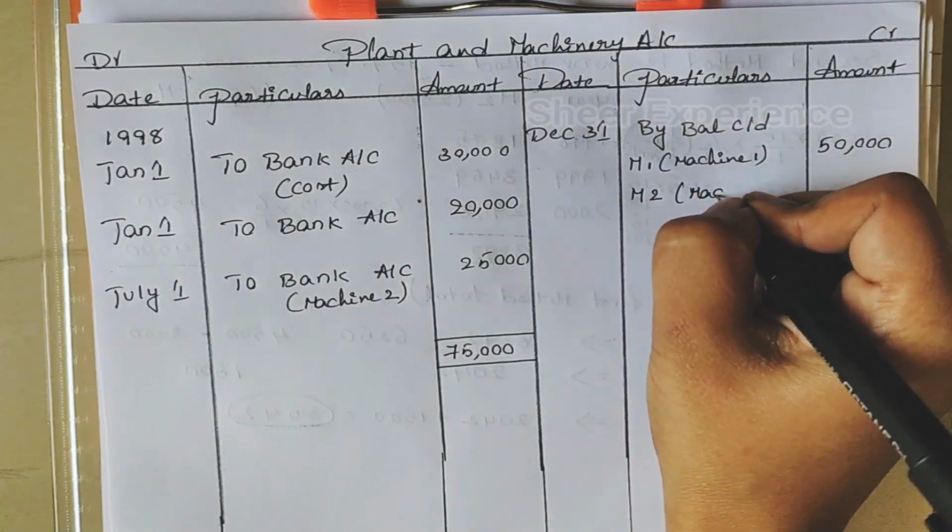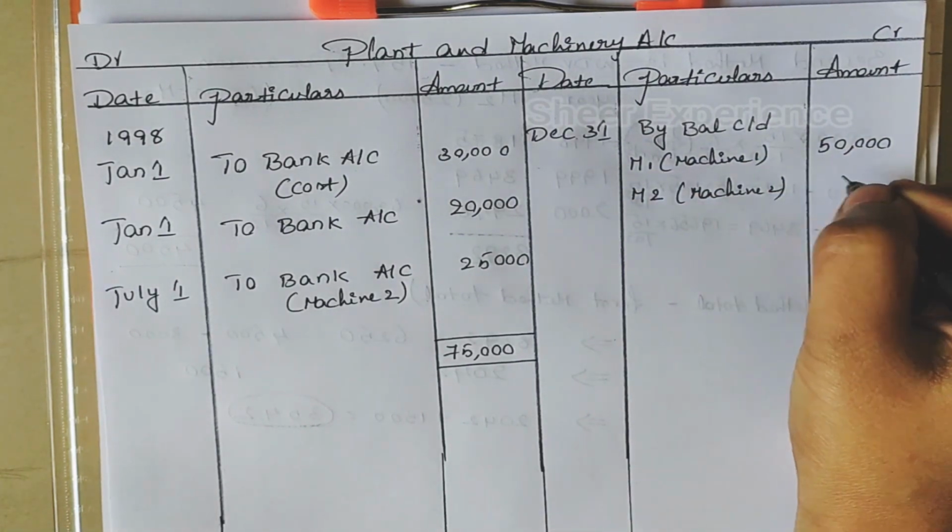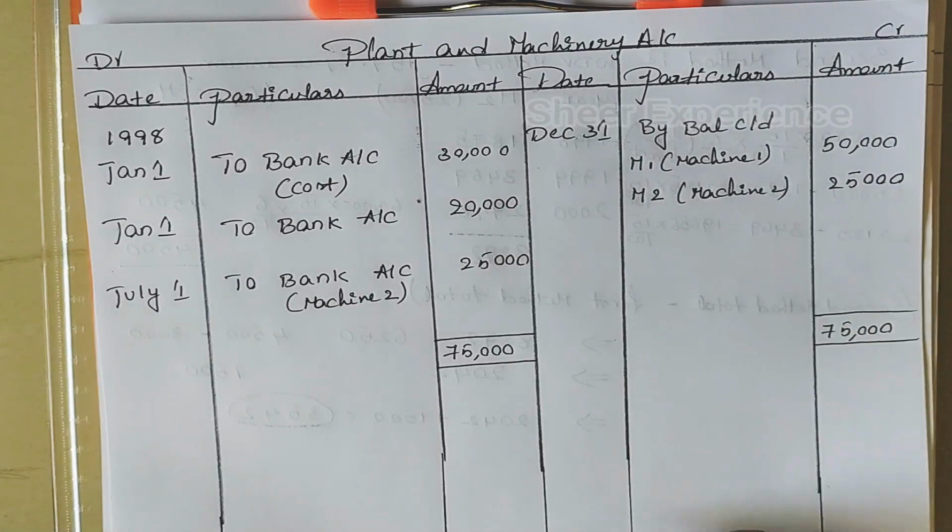Here I have added the overhauling charges to the cost of the asset for Machine 1. So Machine 1 value is 50,000 and Machine 2 value is 25,000.